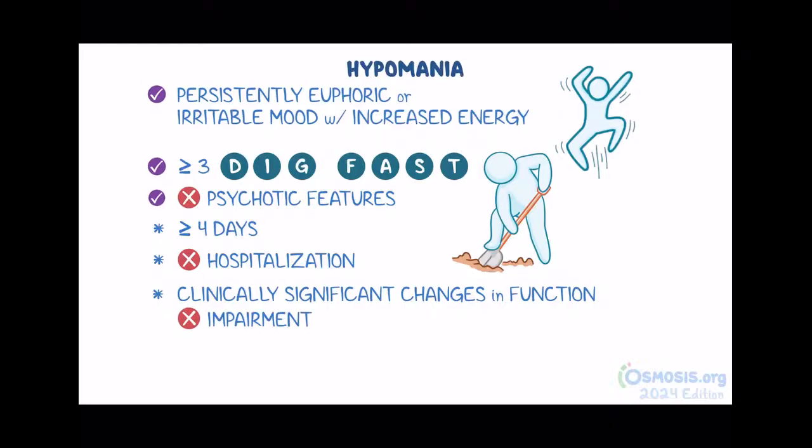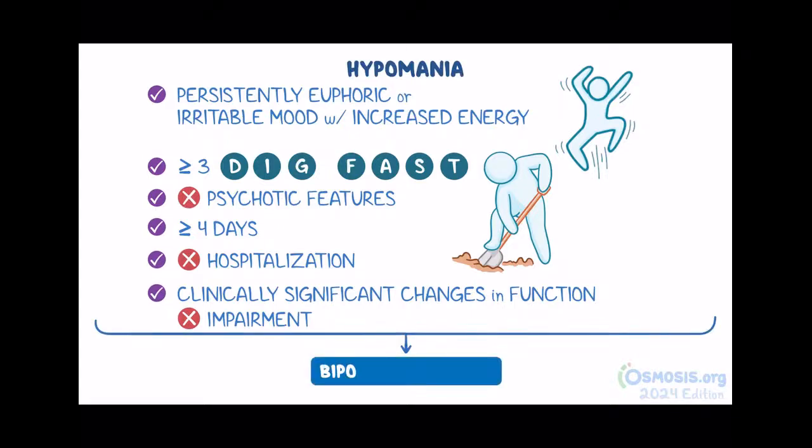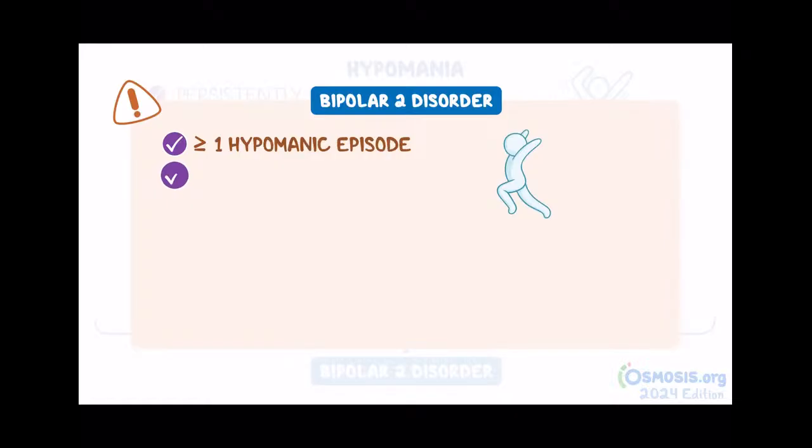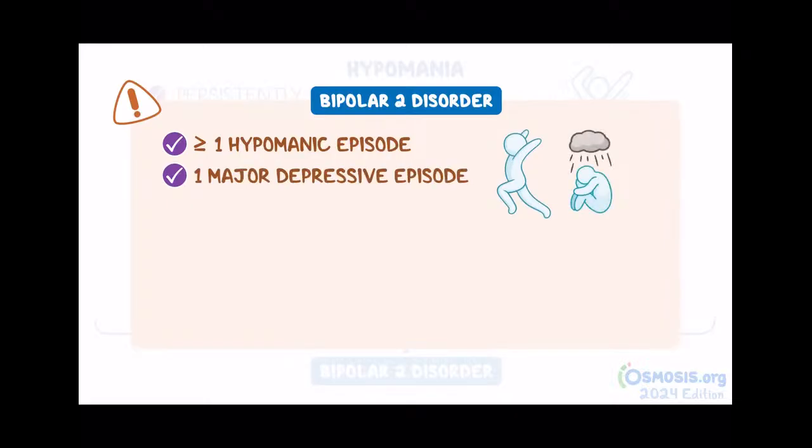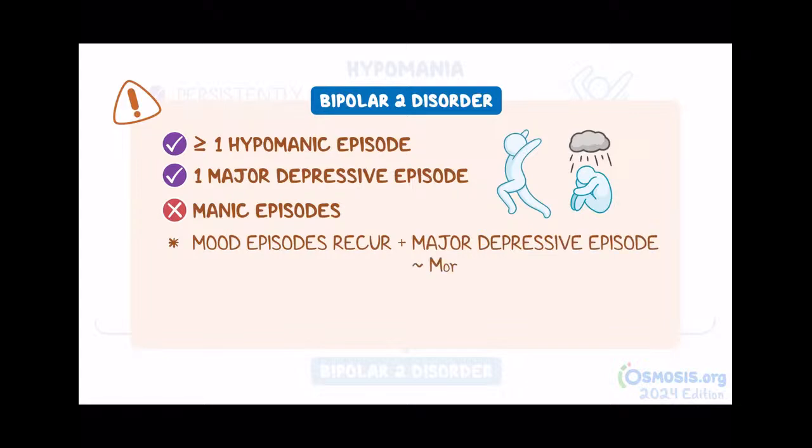If the patient meets all the criteria for a current or past hypomanic episode, the likely diagnosis is bipolar II disorder. Here's a high-yield fact. In order to make the diagnosis of bipolar II disorder, the patient must experience at least 1 hypomanic episode, 1 major depressive episode, and no manic episodes. Similar to bipolar I disorder, mood episodes in bipolar II disorder also recur, with major depressive episodes being more frequent, longer lasting, and more severe compared to bipolar I disorder.